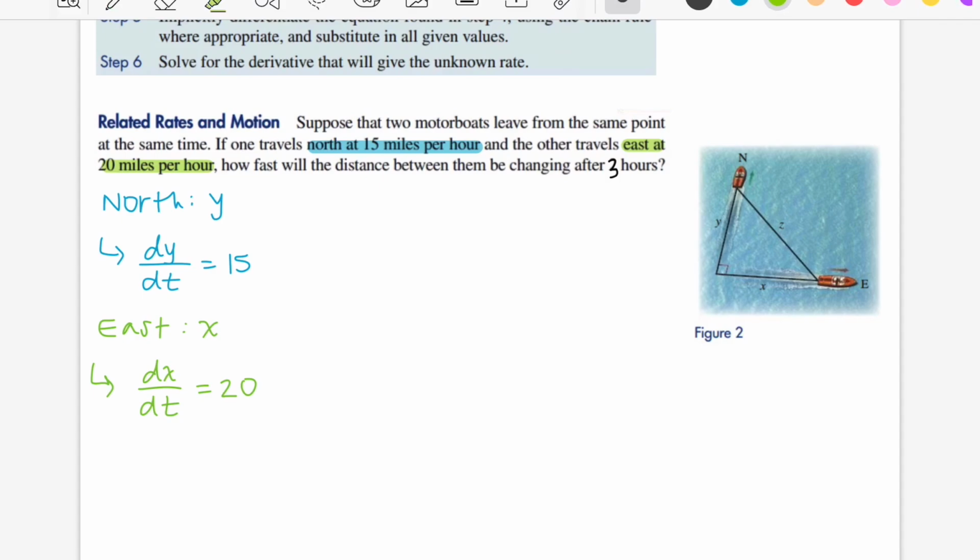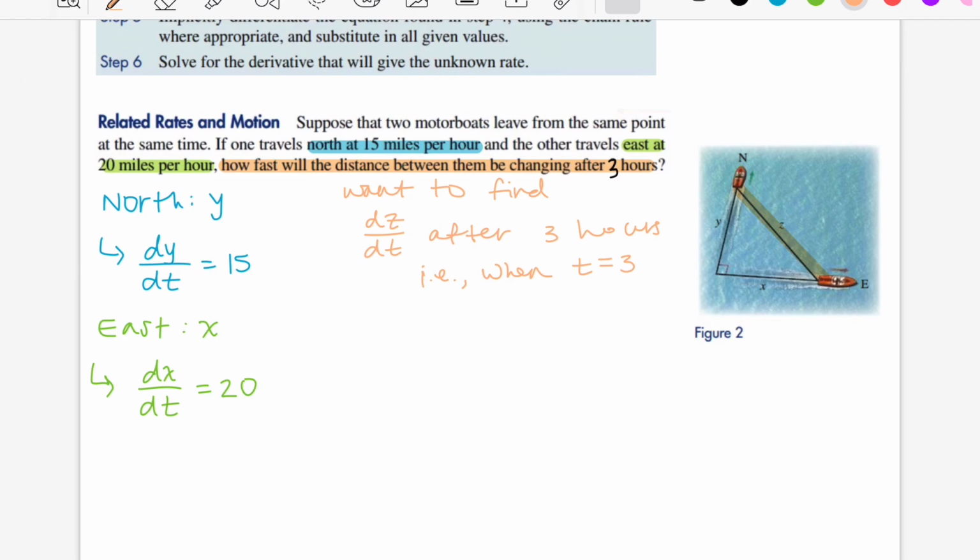And so we want to find how fast the distance between these boats will change after 3 hours. If you look at our diagram here, the distance between these 2 boats is going to be z. And so we want to find how fast the distance between them is changing. So this means we want to find the rate of change of that distance after 3 hours. So this means when t is equal to 3.